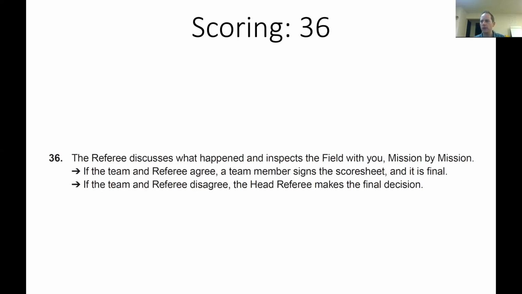Okay, so scoring 36. The referee discusses what happens and inspects the field with you. And you means the team, not the coach. Mission by mission, if the team and the referee agree, a team member signs the score sheet and it's final. If the team and the referee disagree and can't come to an agreement, the head referee steps in and makes the final decision. But all of these discussions are between the team and the ref. The coach is just sitting there on the sidelines or standing back and watching this happen. So it's good to have the team practice being assertive without being confrontational.